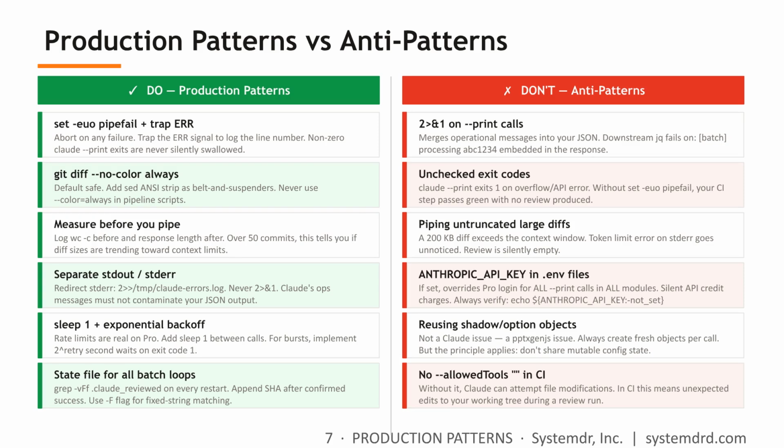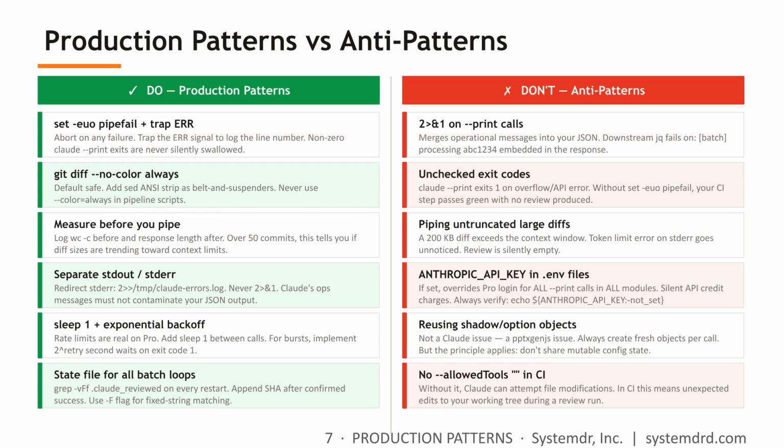git diff --no-color, always. Make this a habit. If someone else's git config has color=always, their run will fail without it. Separate stdout and stderr. Never use 2>&1 on a Claude Print call. Claude's operational messages are English prose, like "processing token stream," which is valid text but not valid JSON. Merging them into stdout breaks every jq call downstream.